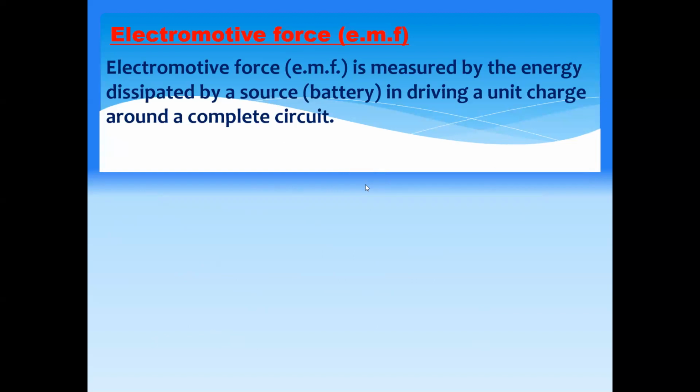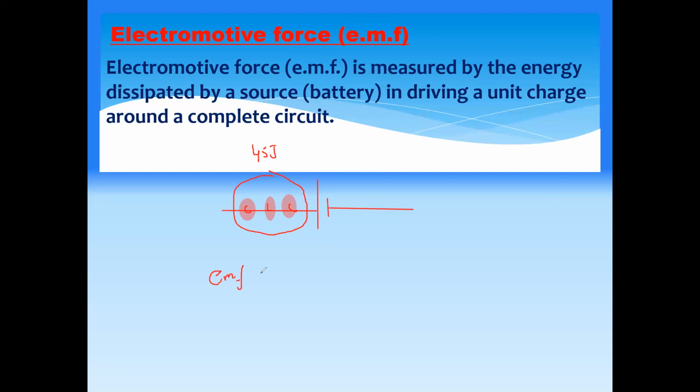a battery is connected to a circuit, and the battery supplied a total of 45 joules. So the battery supplied a total of 45 joules to 3 coulombs of charge. This is 1 coulomb, another coulomb. So for 3 coulombs of charge, the battery supplied 45 joules. So how much energy is supplied to each coulomb of charge, or 1 coulomb of charge? That refers to EMF.